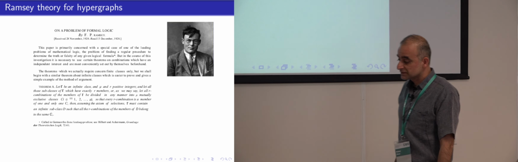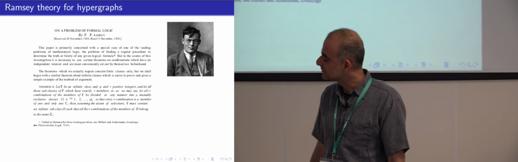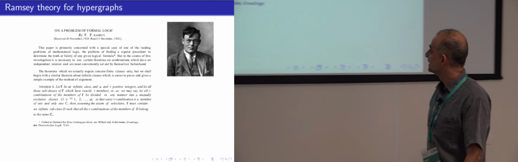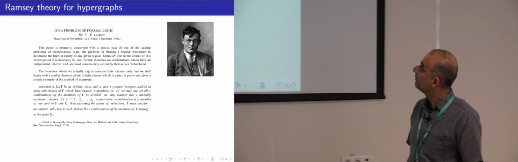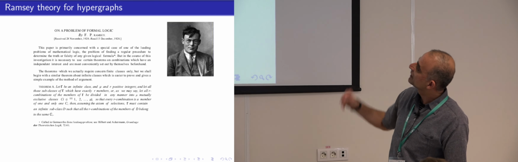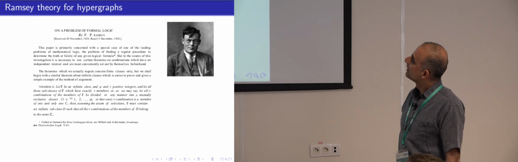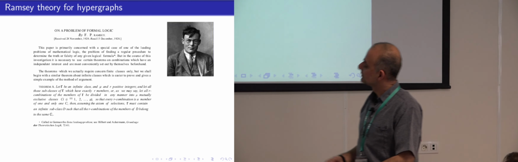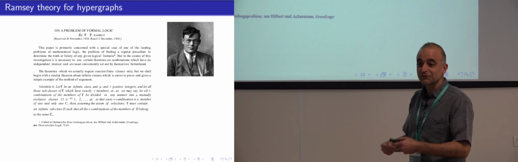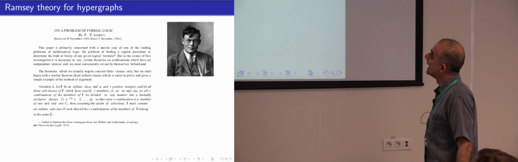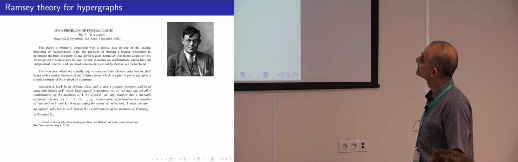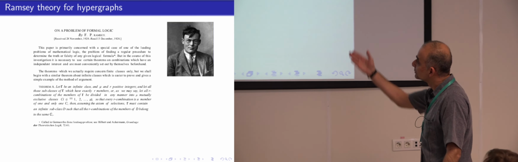So I actually looked at the original paper of Ramsey when I was preparing this talk, and it was fun to read it. As many of you know, this is a 1928 paper, London Math Society. Ramsey was trying to prove whether you could show certain first order formulas are true or false. And in the process, he needed to prove this theorem, right?